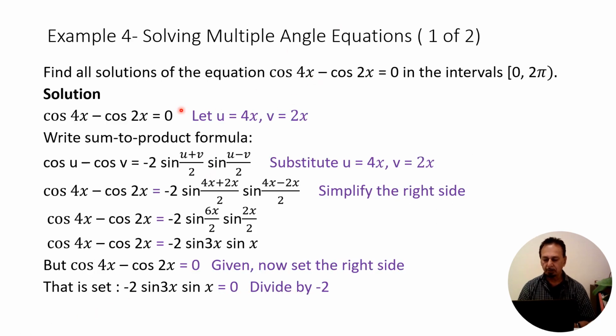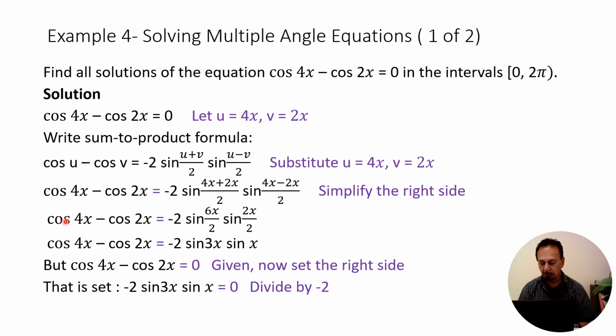So here is an example 4. We're going to find all solutions of the equation cosine 4x minus cosine 2x equals 0 in the interval 0 to 2 pi. So let's start with cosine 4x minus cosine 2x equals 0. We can let u equal 4x and v equal 2x and write the sum to product formula, which is cosine u minus cosine v equals negative 2 sine of (u plus v) over 2 and sine of (u minus v) over 2.